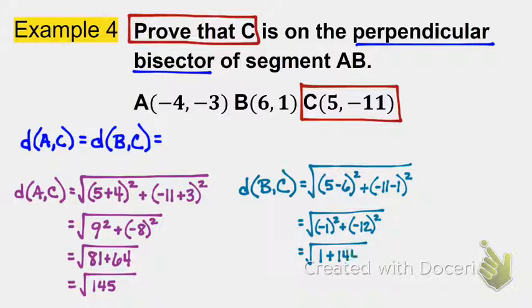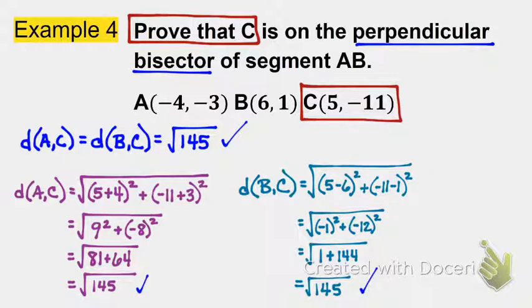144. And when I add those together, I get 145. So is this on the perpendicular bisector? Yes. They both have a distance of the square root of 145. So far, so good?